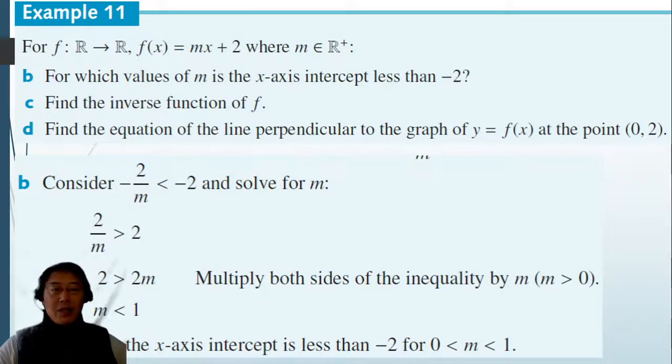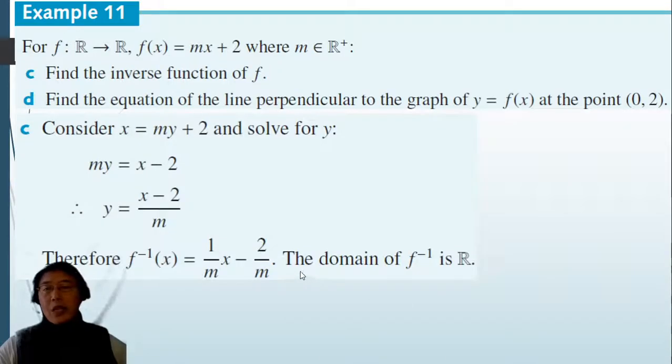To find the inverse function, you swap around the variables x and y and make y the subject. You end up with this equation, and not surprisingly, it is also a straight line. The domain is also R, and the range of f is also R.